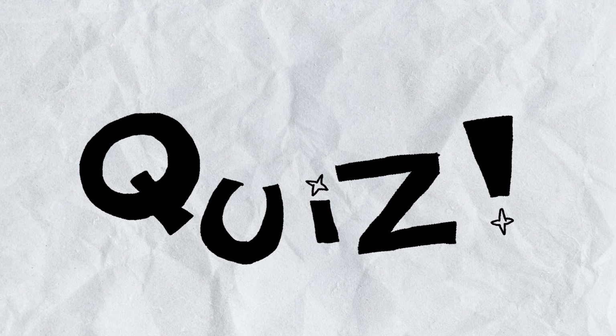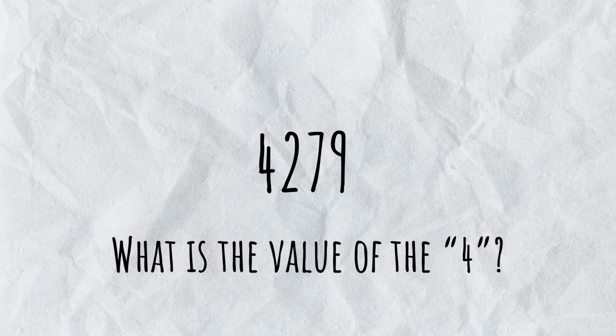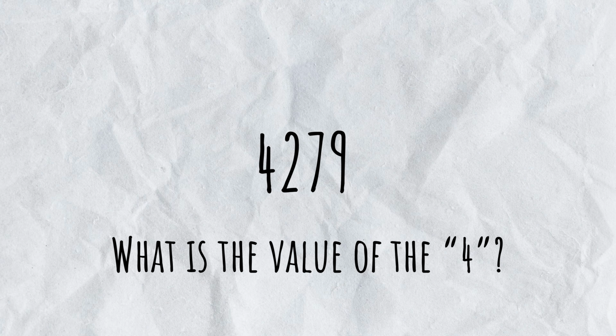Now let's move on to the place value quiz. So on the screen, Mr. Ryan Jr. is going to write the number 4,279, and all I want you to do is I want you to tell me the value of the 4 in this number. You have 10 seconds, let's go.